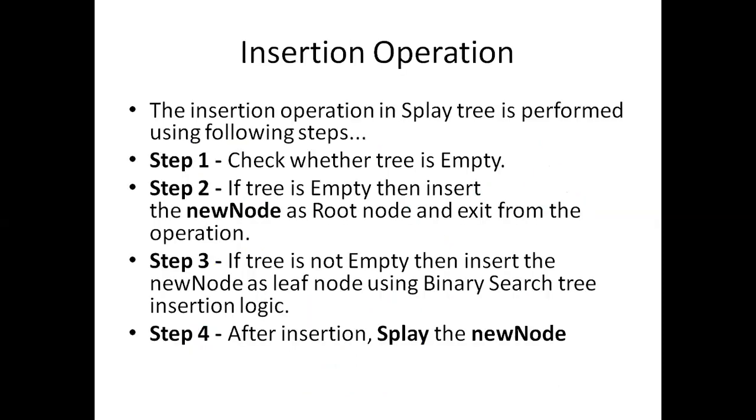Now we'll see how to perform the insertion operation. To perform insertion operation, we have to perform these steps. Step 1 is first we have to check whether the tree is empty or not. If the tree is empty, then we insert the new node as the root node and we exit from the operation. Now the next step is, if the tree is not empty, then we have to insert that element using binary search tree insertion logic. Then the next step is we have to perform the splay operation.